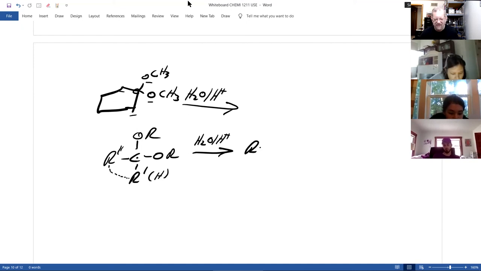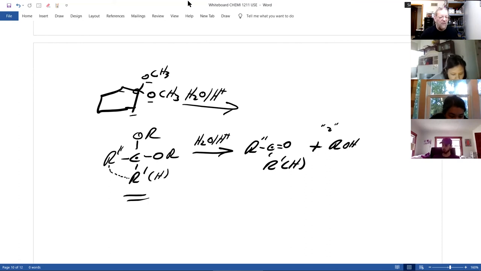And what do you get? You get back the, if you look at this carbon with two oxygens, it becomes this carbon of a ketone or aldehyde. You get back the ketone or aldehyde plus the alcohol you would have used to make this acetal or ketal. Now, for those of you who must, you can put a two there, but you don't have to.